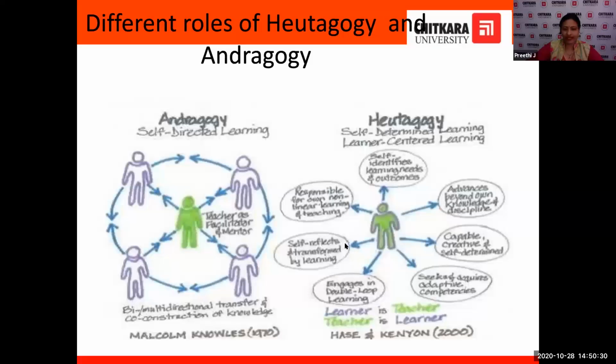So here it is kind of the student in the middle, and the student is able to take his or her learning forward. Here, the person in the center could be the teacher who is taking his or her learning forward. It could be the student who is taking his or her learning forward. Or in andragogy, we have the teacher in the center, and the people who are learning have a high contact with the teacher or the mentor.